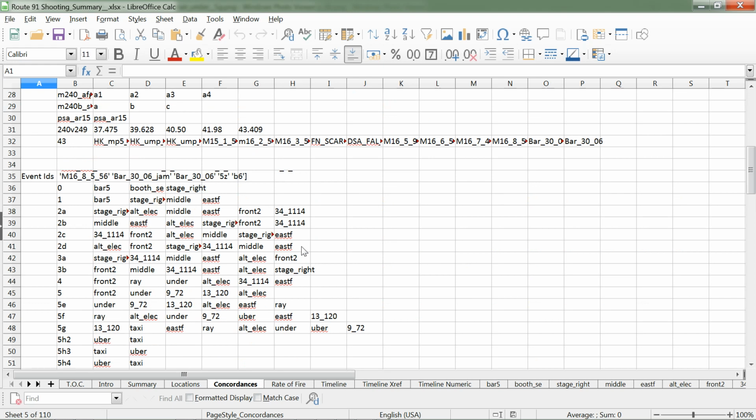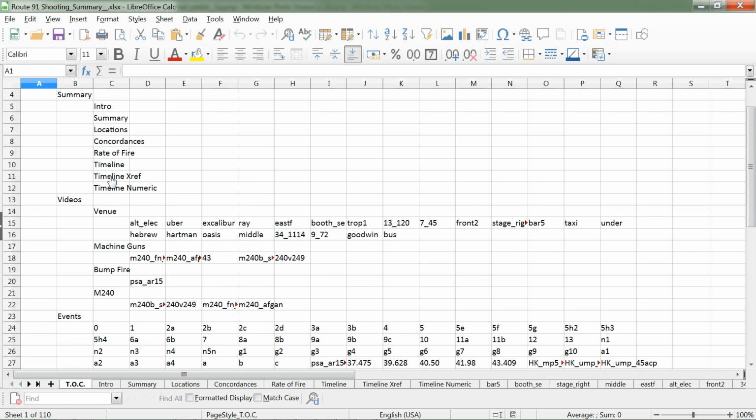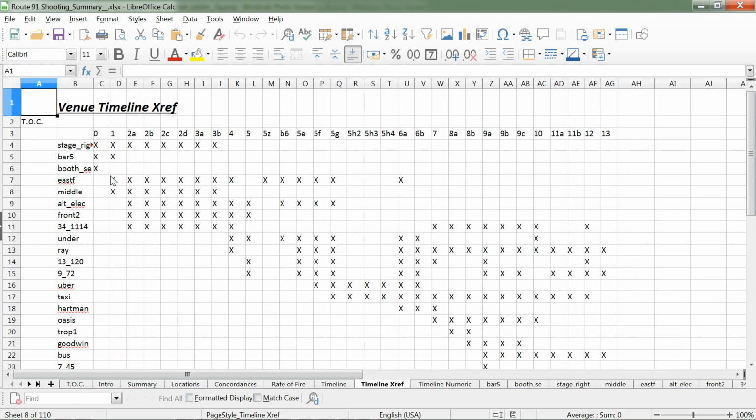And then we have a concordance, and I generate both the videos versus the events and the events versus the videos. So in this case, the events versus the videos, we see that for sub volley 2B, these videos contain it. And if we were to go up here and say middle, it contains these events. It's a different way of looking at things that is much like the timeline XREF, cross-reference.